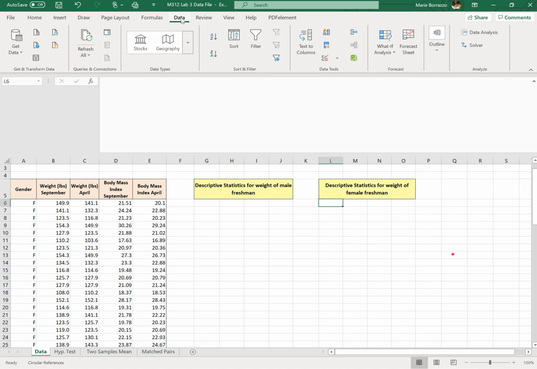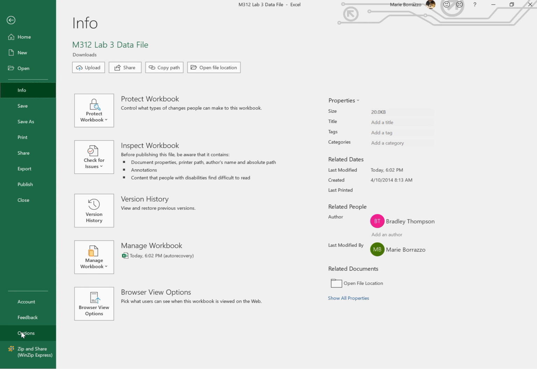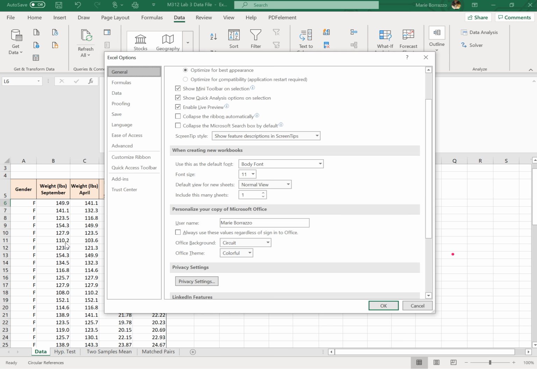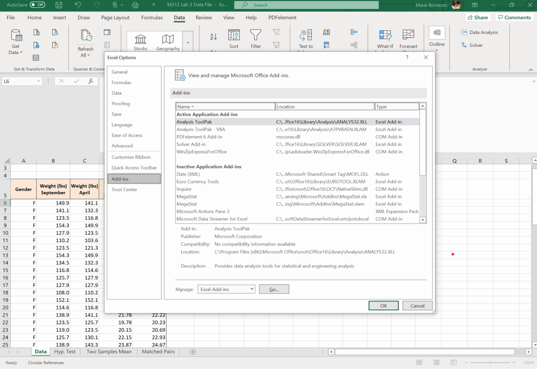to your data tab. And when you go to your data tab, it should say data analysis. If it doesn't, then you need to do the following. The following steps, you would go to file, you would go to options, you would then go to add-ins. Add-ins sometimes takes a minute or two, and once it does open up, then you should have that option.